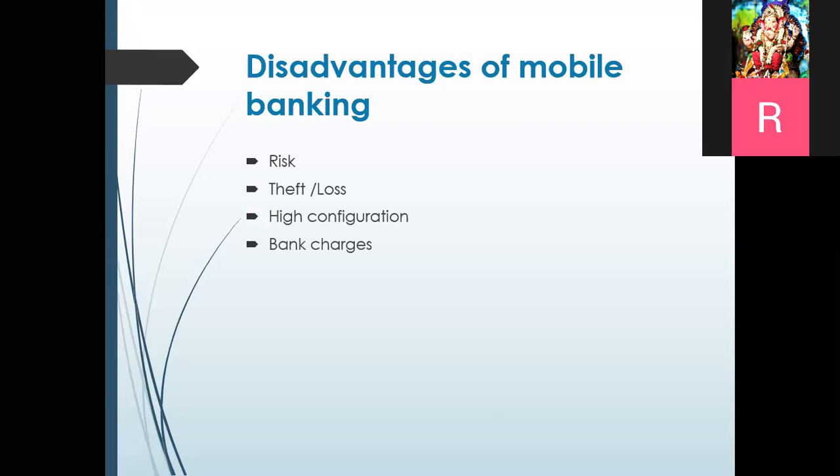Disadvantages: though we say it is secured, there is a risk. There is a risk of some messages being sent to you, and you click that message and your entire phone is hacked. That risk is always there. Theft and loss: if you lose your mobile, then all your information is in your mobile, and there are chances of fraudulent activities through your mobile. And high configuration mobiles are required. You cannot use a normal mobile phone, not a smartphone. You cannot use that.